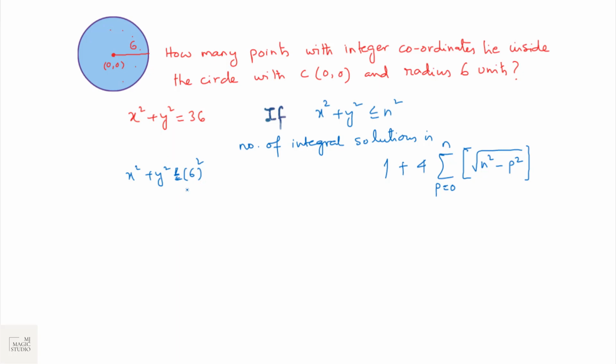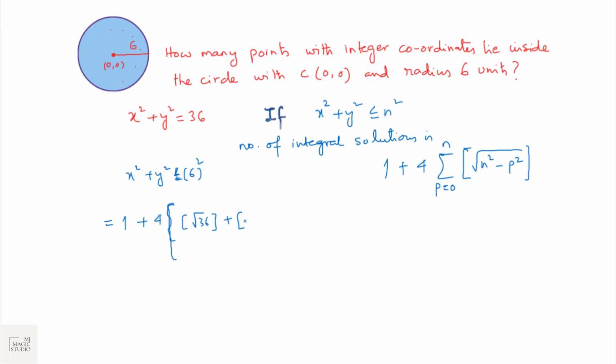All the points would be inside the circle. The number of points we are looking for would be 1 plus 4 into the sum, where n square is 36 and the first value of p is 0. That is root 36 plus, it is not modular function, it is absolute value function. I'm calling it modular, I don't know why. It is the absolute value function.